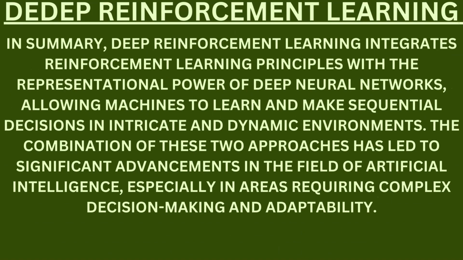In summary, deep reinforcement learning integrates reinforcement learning principles with the representational power of deep neural networks, allowing machines to learn and make sequential decisions in intricate and dynamic environments. The combination of these two approaches has led to significant advancements in the field of artificial intelligence, especially in areas requiring complex decision making and adaptability.